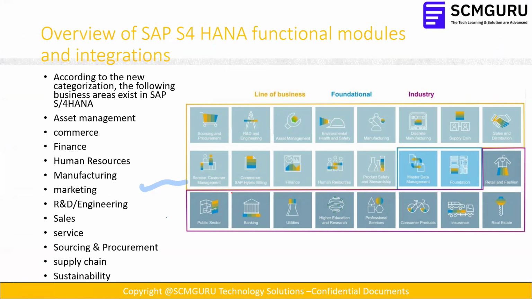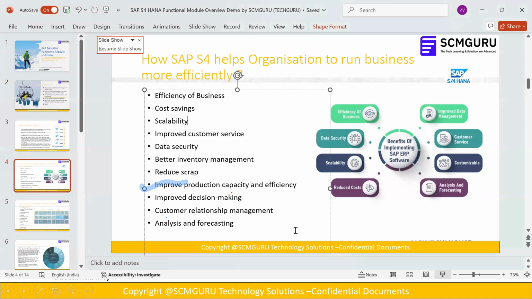Okay, so we have all these latest modules: asset management, which is also called plant maintenance, e-commerce, finance, human resources, manufacturing, which is production planning, R&D, quality, sales, sourcing and procurement. This is for material management. Okay, all these modules are there. So all these modules get integrated with each other.